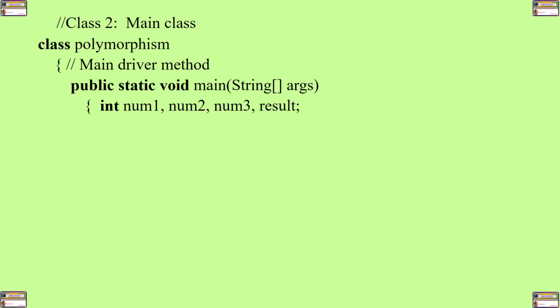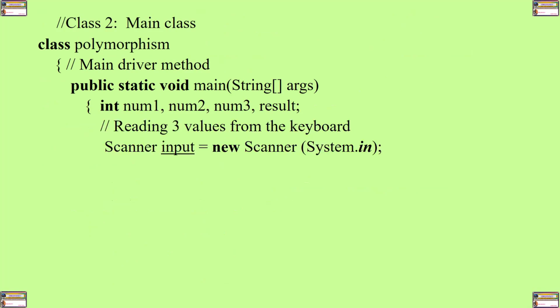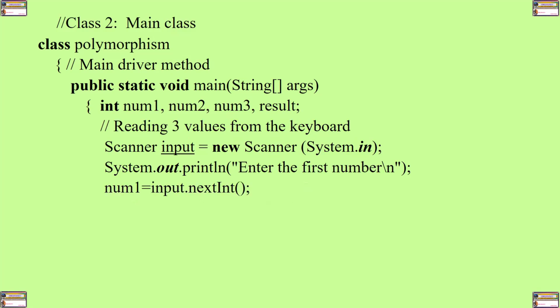Under the main method, we have the following variables declared: result, num3, num2, num1, and those variables are of type integer. And then we prompt the user to enter the various values through the input object. The first statement to be displayed is enter the first number. The user will key in a value. It will be read by the method called nextInt, and it's going to be assigned through the object called input to the memory location called num1.